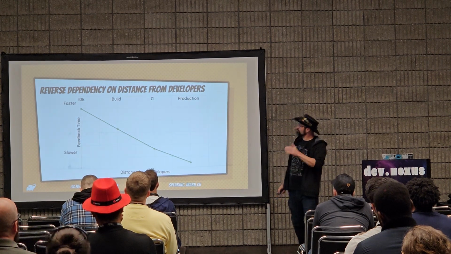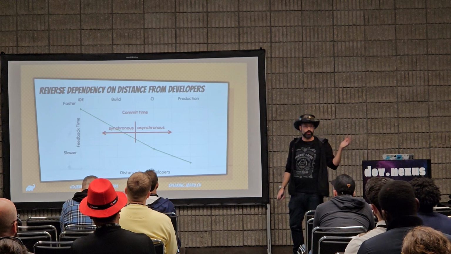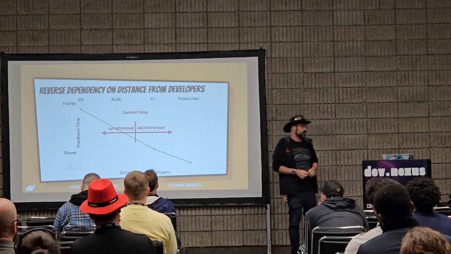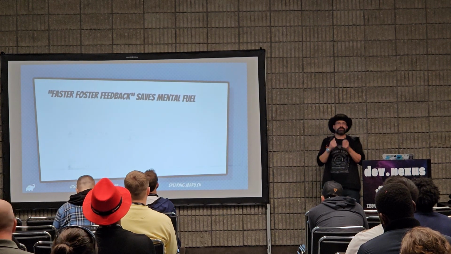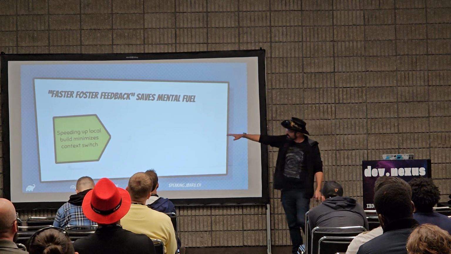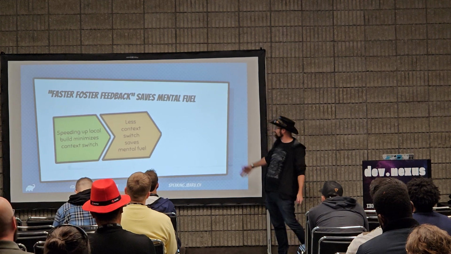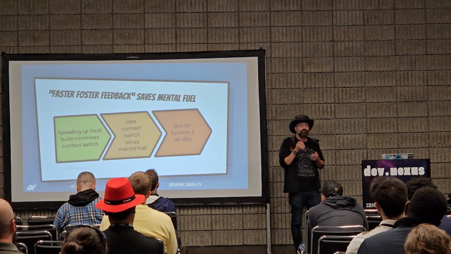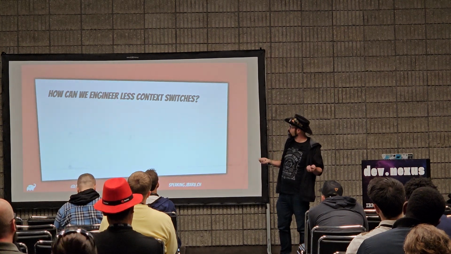Now, the cut between synchronous and asynchronous is right there at commit time. You won't wait for your IDE or your build, you will wait, but you won't wait for your CI/CD and your production feedback, which is fine. Now, faster feedback, this tenet that we started with, it saves mental fuel, because speeding up local build minimizes context switching. And then less context switching saves mental fuel, and then you run on system 2 all day. So this is a very simple technique. We can extend your fuel for system 2.